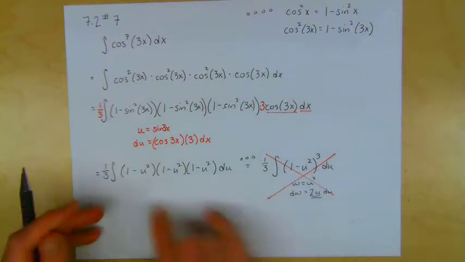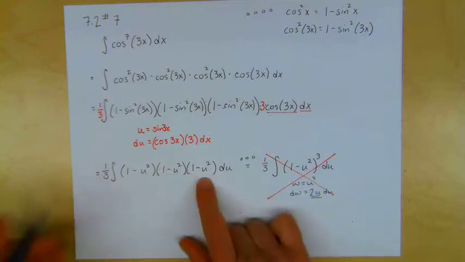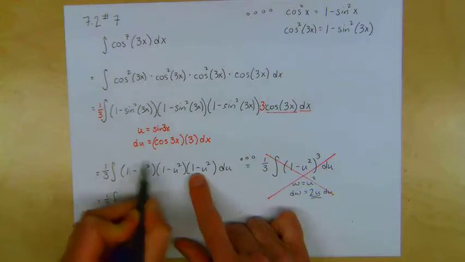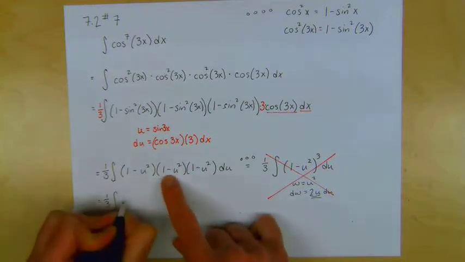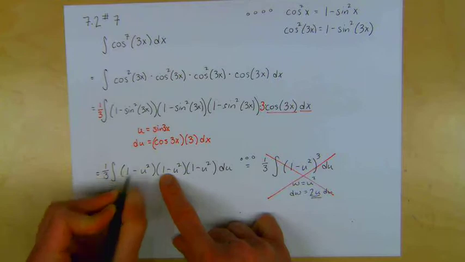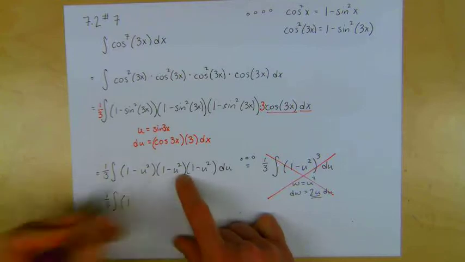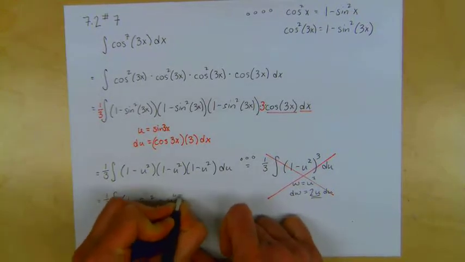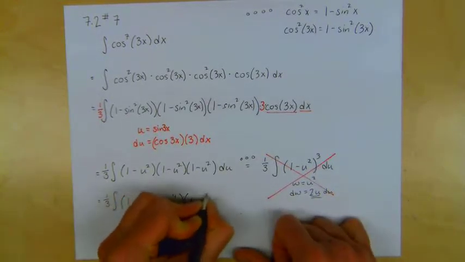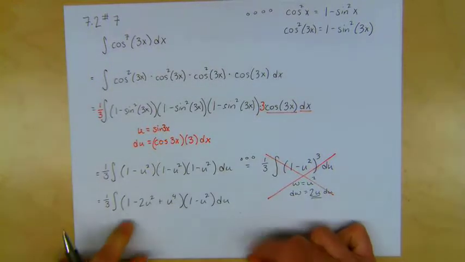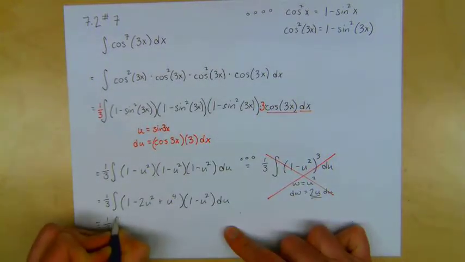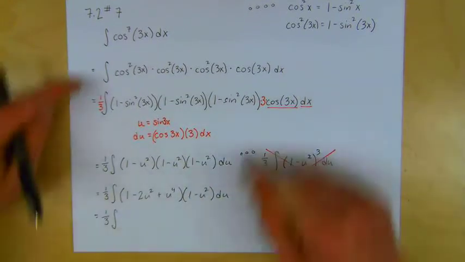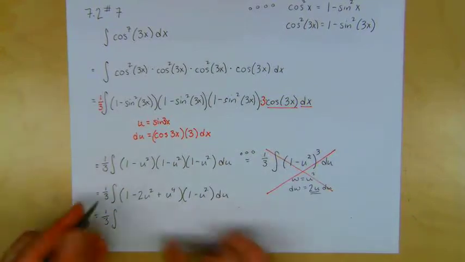Instead, I'm actually just going to use algebra, and I'm going to multiply out this polynomial piece by piece. First, I'll multiply the first two factors, and I get 1 times 1 is 1, and then I get minus u squared, and minus another u squared is minus 2u squared, plus u to the fourth, and minus u squared. And we like polynomials, just use power rule. But I have to multiply out again. So notice, I still haven't really done the integration. I'm still just doing algebra.